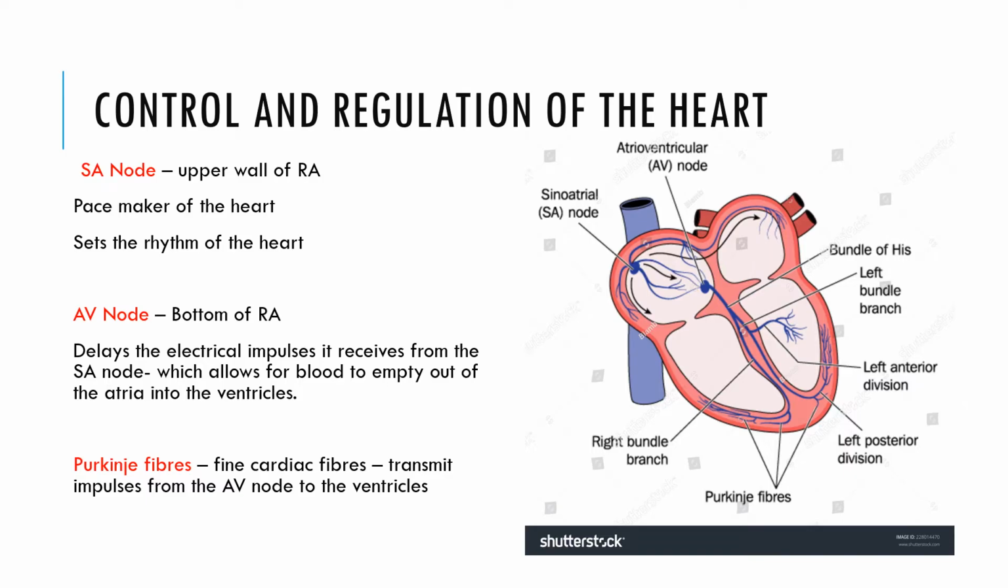Again, pay attention to where this is because you may be expected to label it in an exam. It delays the electrical impulses it receives from the SA node, which allows the blood to empty out of the atria into the ventricles. And then we have the Purkinje fibers. If you have a little look, you should be able to see on here the bundles, the Purkinje fibers at the bottom there. And these are fine cardiac fibers, and they transmit impulses from the AV node to the ventricles. Please make sure you're aware of their jobs and their roles.